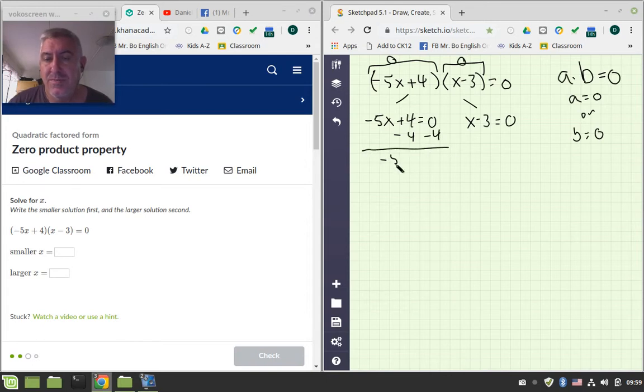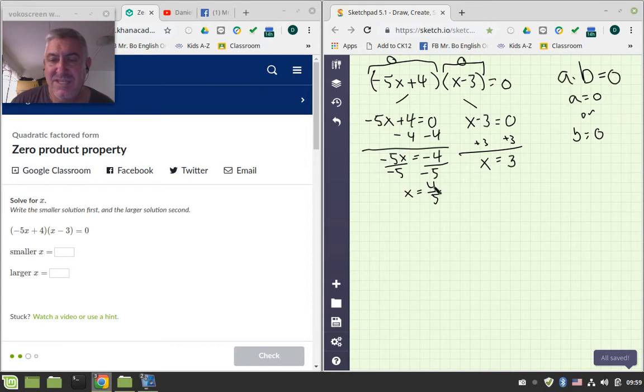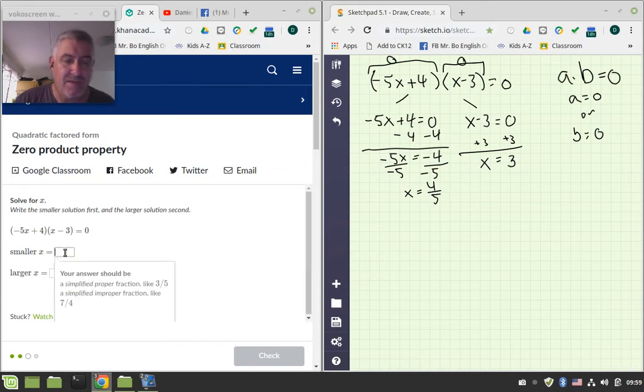So we'll solve. We remember how to do this. Subtract 4 and divide by negative 5. So x is equal to 4 fifths. X minus 3 plus 3, plus 3. So x is equal to 3. Which one is smaller? 4 fifths is less than 1. So 4 fifths is our smaller one.